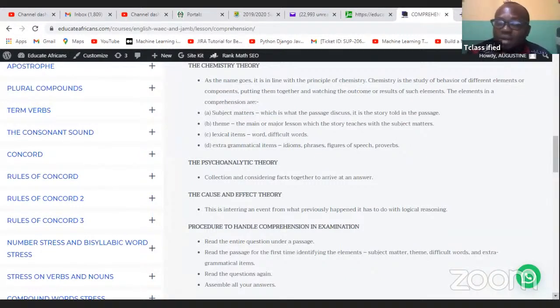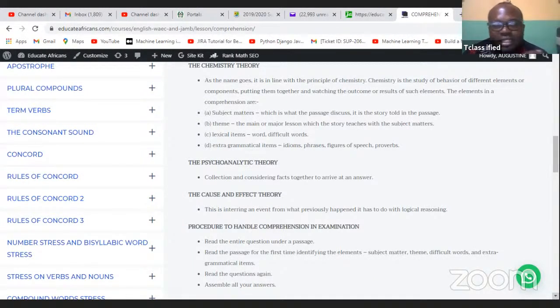Now you talk about extra grammatical items. These are idioms, phrases, figures of speech. We just finished figures of speech in our last literature class. So all these proverbs make up what we call your extra grammatical structure items, and you need to know them.